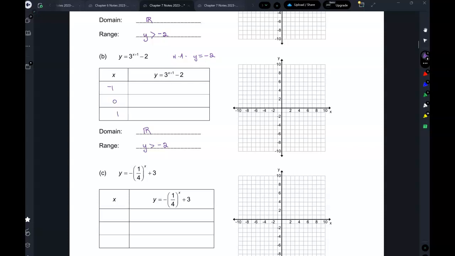So now look, there is also a horizontal translation. Where has this graph moved? Left or right? Left, correct. Okay. So 3 to the power of -1 plus 1 minus 2. This is 3 to the power of 0 minus 2, which is -1. 3 to the power of 1 minus 2 is 1. 3 to the power of 2, because it's 0 plus 1.